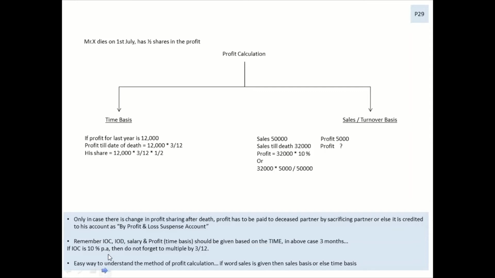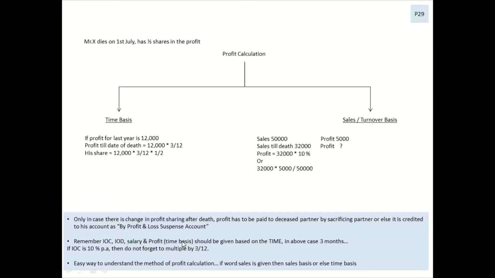All right. So these are the aspects: IOC, IOD, salary, as well as profit on time basis, which should be purely based on the time. So if you are doing the IOC part, don't forget to do this 3 by 12. You have to practice this chapter very well, because these are the silly mistakes which students do. This is one of the easiest chapters, but I have not seen students getting full marks in this chapter.